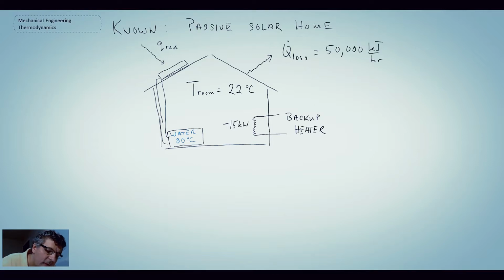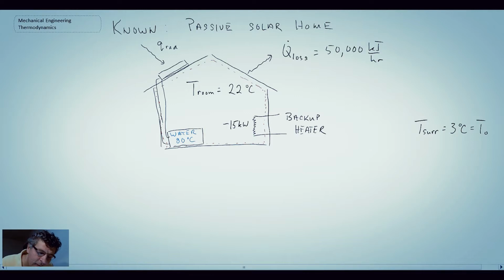So what I'm going to do is draw a control boundary here. This will be the immediate control boundary for our problem. The other thing that we're told is way out here, the surrounding temperature far away from the house is 3 degrees C, which we can call T naught.